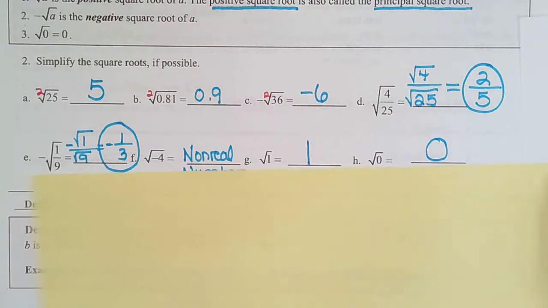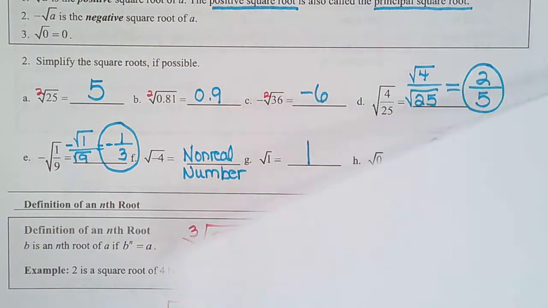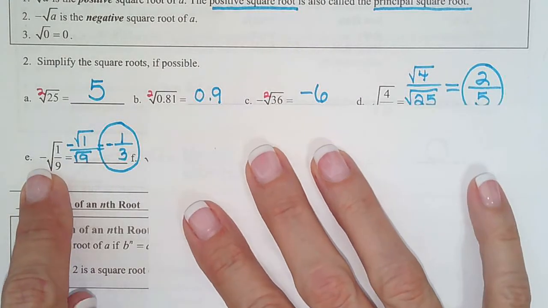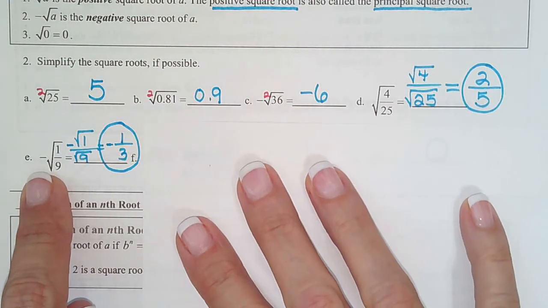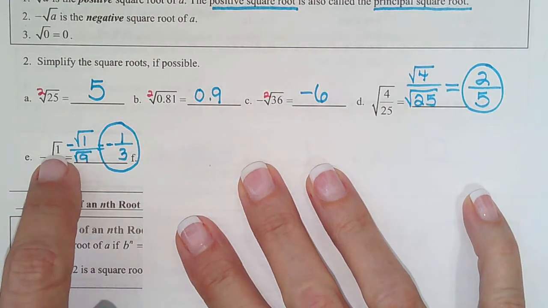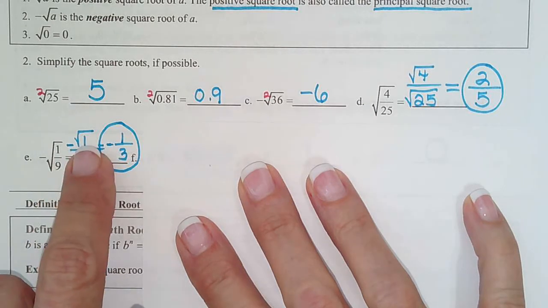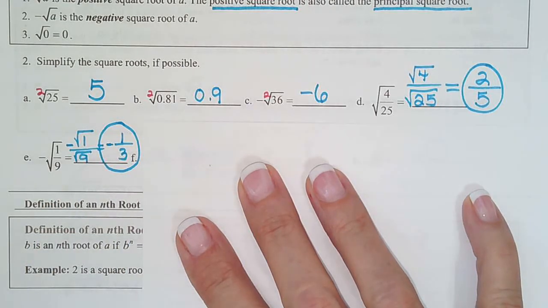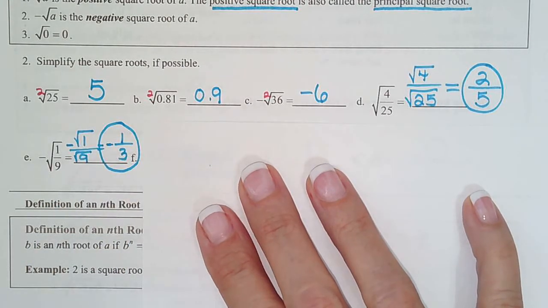For the next one, we have the opposite of the square root of 1/9. So that would be the opposite of square root 1 over square root 9. Square root 1 is 1, square root 9 is 3. So that makes that answer negative 1/3.